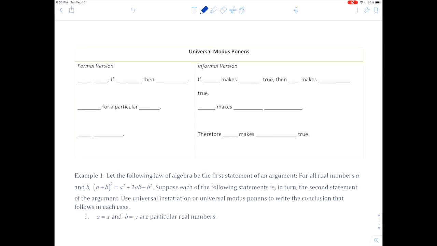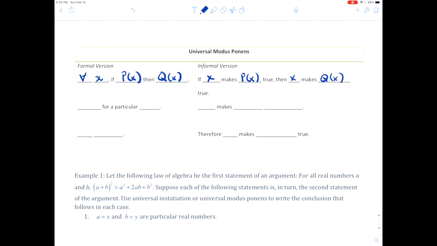All right, so now guess what? Remember the modus ponens for valid arguments. So we're going to take a look at universal modus ponens. The formal version would be for any x, if p of x, so we're using predicates, then q of x. So what does this mean informally? If x makes p of x true, then x makes q of x true.